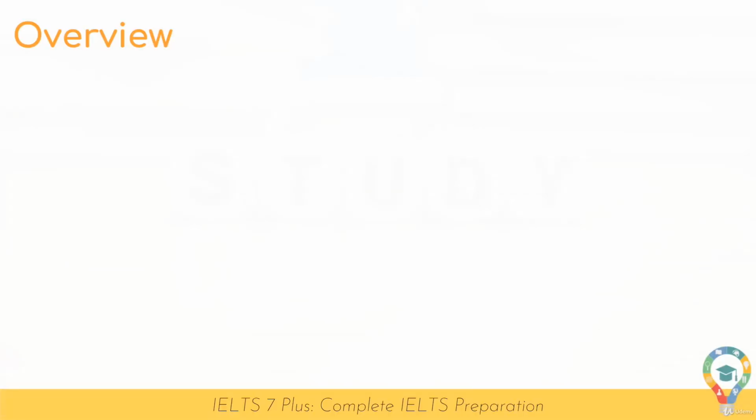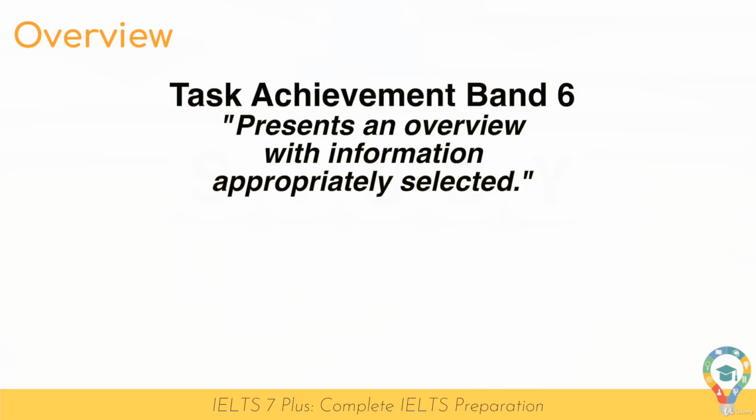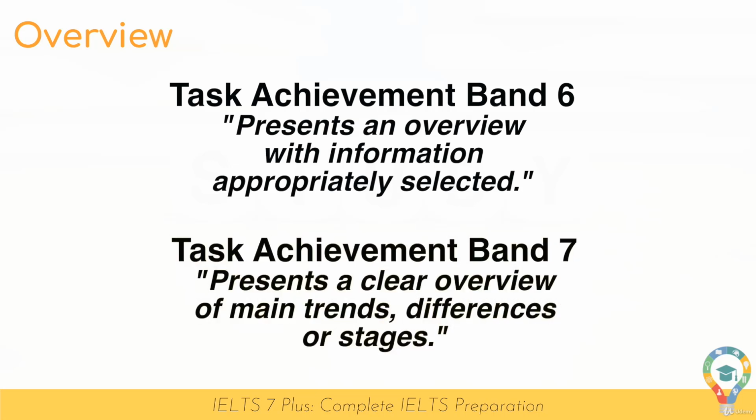The first thing that we need to understand about the overview is that to score a Band 6, you must include one. The Band 6 Task Achievement Descriptor states, presents an overview with information appropriately selected. And to score a Band 7 in Task Achievement, the descriptor states this, presents a clear overview of main trends, differences, or stages. So as we can see, it's very important that we include an overview in our report. But what exactly is an overview? Let's take a look at that now.